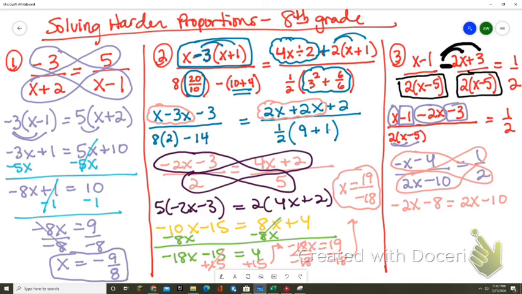So now let's finish this problem by solving for x. We're going to subtract 2x from both sides. And we get negative 4x minus 8 equals negative 10. We'd add 8 to both sides and get negative 4x equals negative 2. Please pay attention to your positives and your negatives. Then you divide by negative 4. And we end up with x equals positive 1/2.